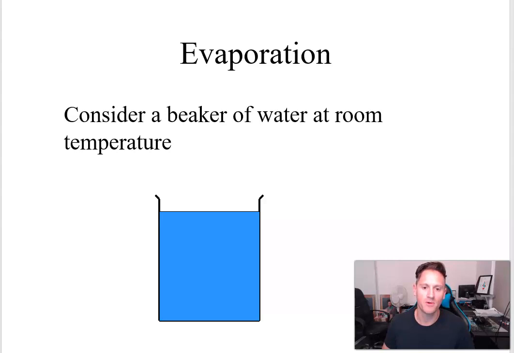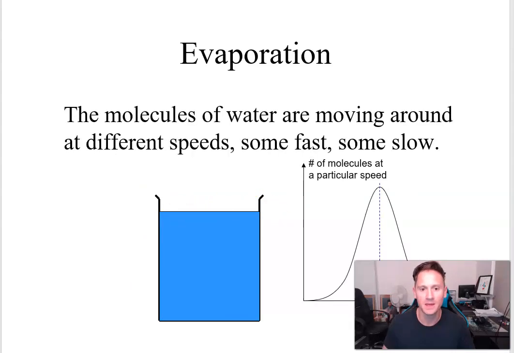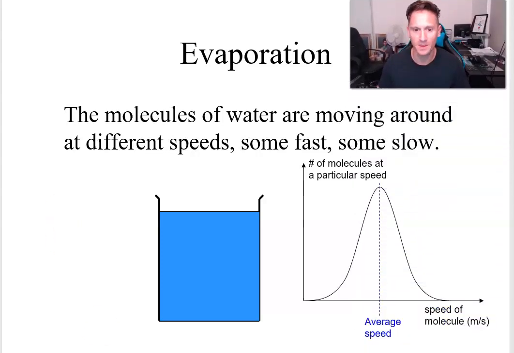So the concept of evaporation, we can consider a beaker of water at room temperature. So here's my beaker, and here's the water inside, filled up closely to the top. Now, what's actually going on inside that beaker is that the molecules of water are moving around at different speeds. Some are moving fast and some are moving slow. So we can see a body of water, and obviously we can see it as water, but that water is made up of water molecules or particles of water.